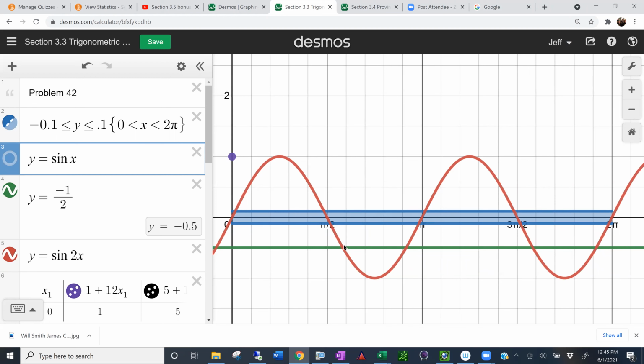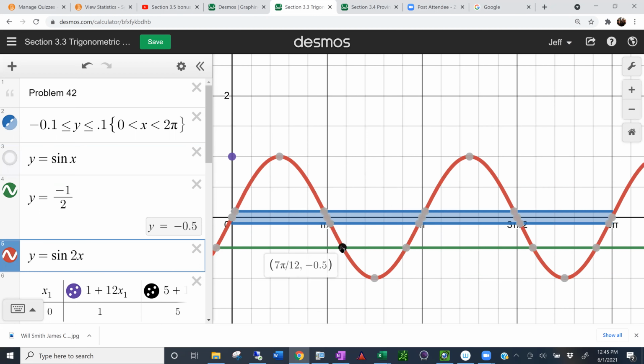In the interval 0 to 2 pi, there's a lot of solutions, right? There's actually 4 of them. There's one that we got, 7 pi over 12. Here's another one that we got, which was 11 pi over 12. Any guesses on that one? Yep, 19 pi over 12, 23 pi over 12. And that's just in the interval 0 to 2 pi.